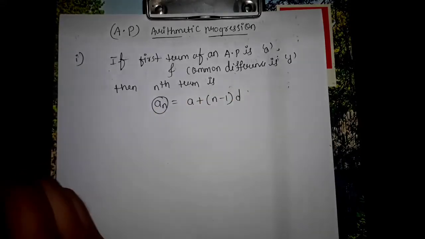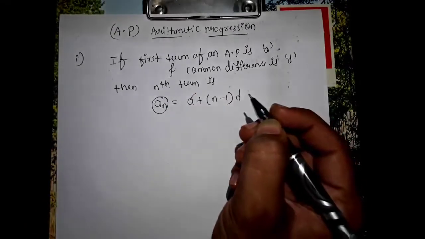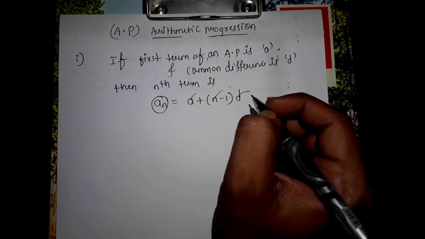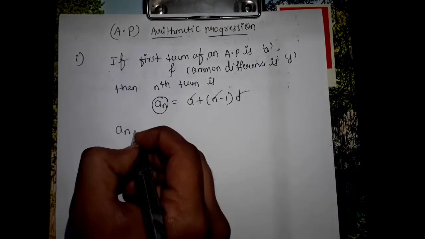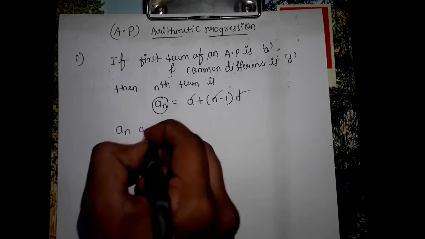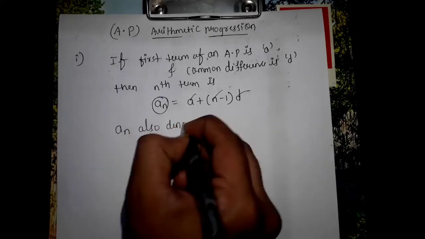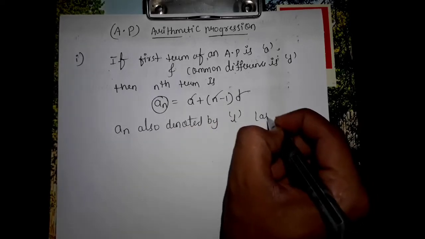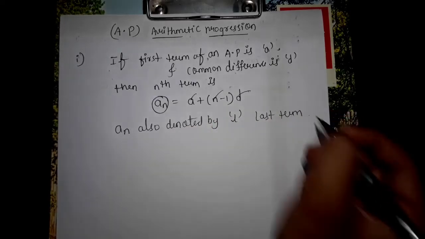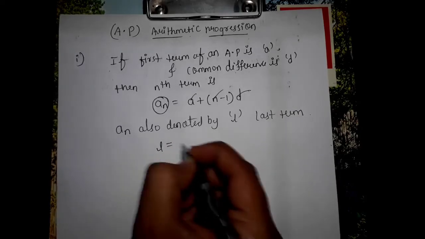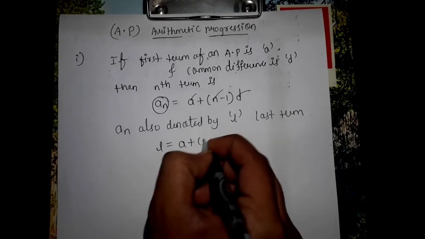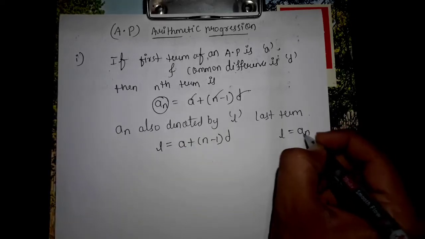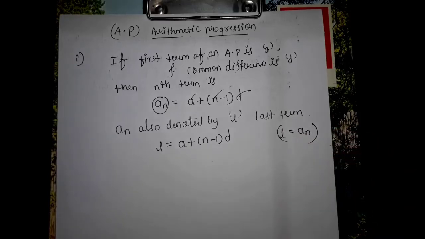Here an is the nth term, a is the first term, n is the number of terms and d is the common difference. Here the nth term an is sometimes also denoted by L, that is the last term. We can also write L equal to a plus n minus 1 into d. L is nothing but an, last term or nth term, both are the same.